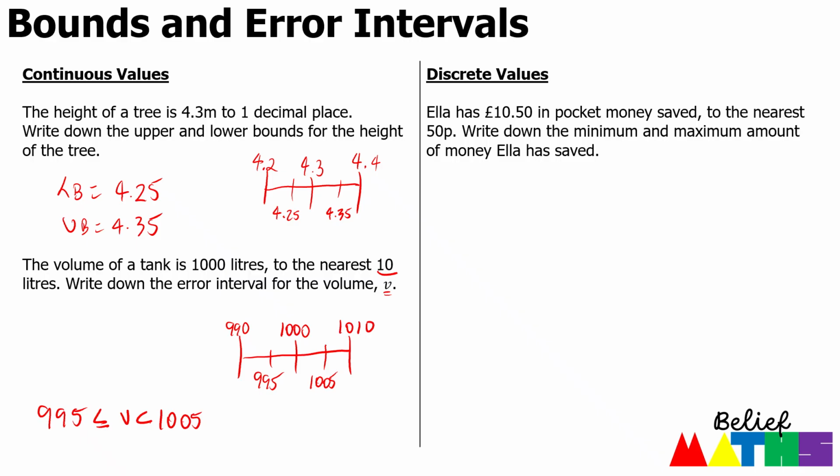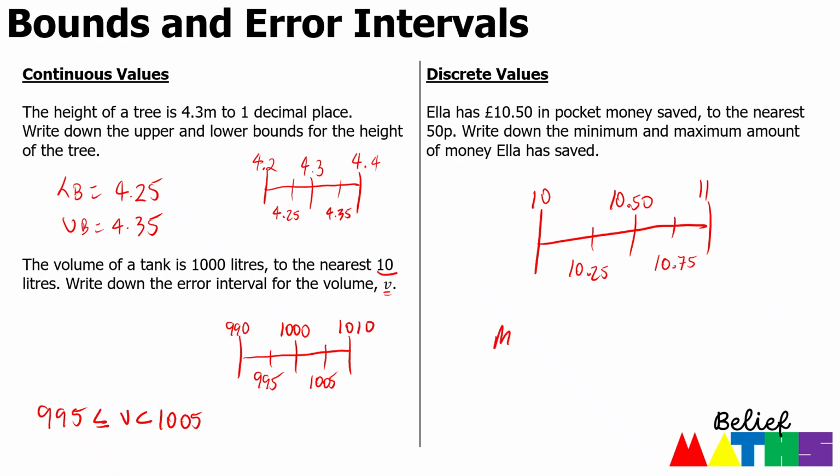If we look at the discrete values, it says Ella has £10.50 in pocket money saved to the nearest 50p. Work out the maximum and minimum. Again, we're going to use our number line to make life easier for ourselves. So £10.50 to the nearest 50p. So 50p above that is £11, and 50p below that is £10. So my upper and lower bounds then are £10.25 and £10.75.